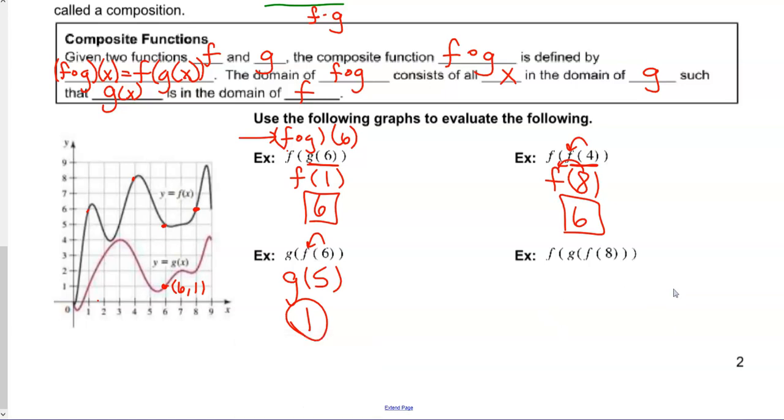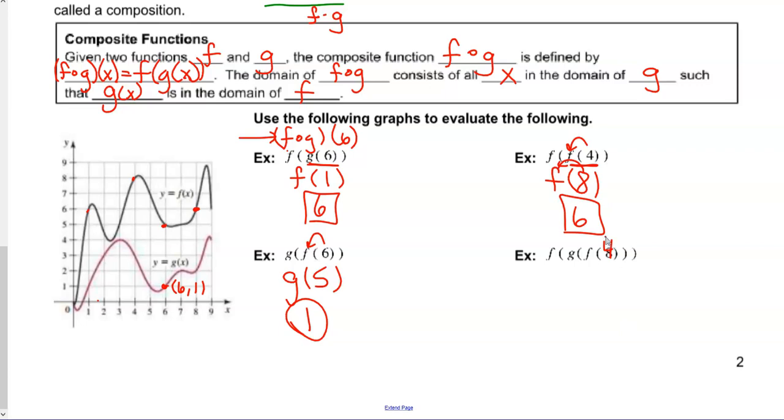Now, look at this guy. The last one I give you is a composition of 3 functions, actually. That just means we're going to do it 3 times. Don't panic. So, actually, I'm going to make that now a 4 instead of an 8. So make sure you change that. Make that a 4 instead of an 8.